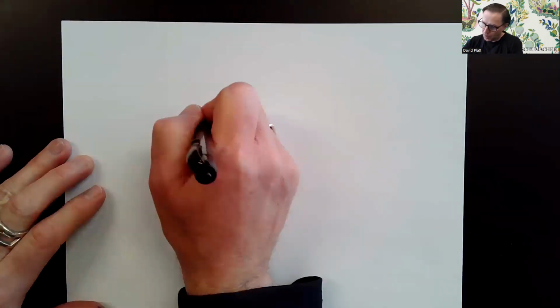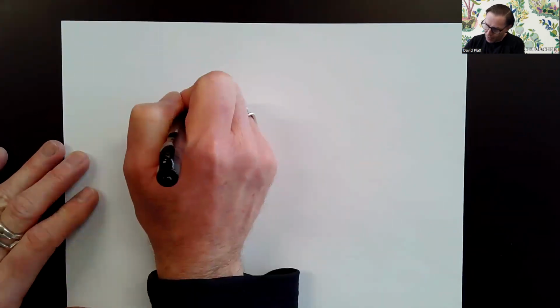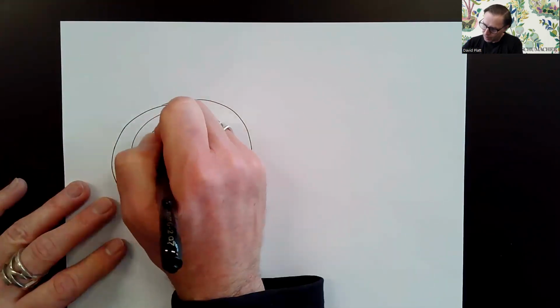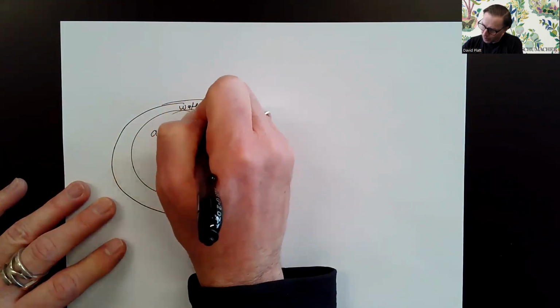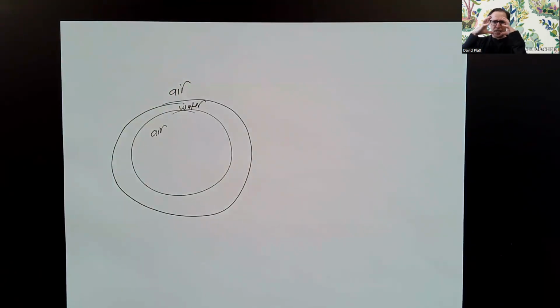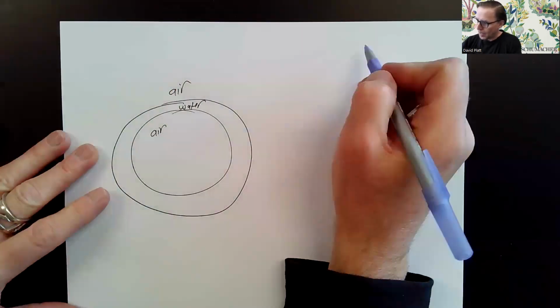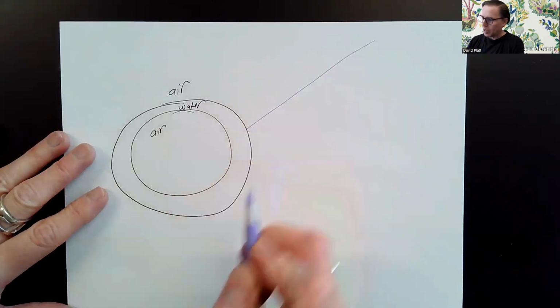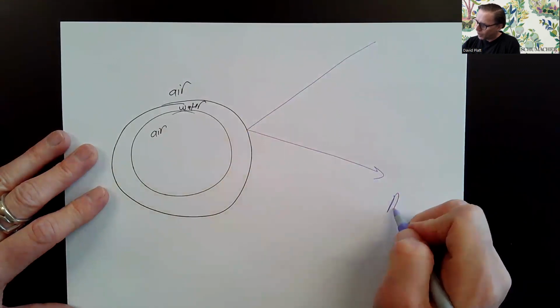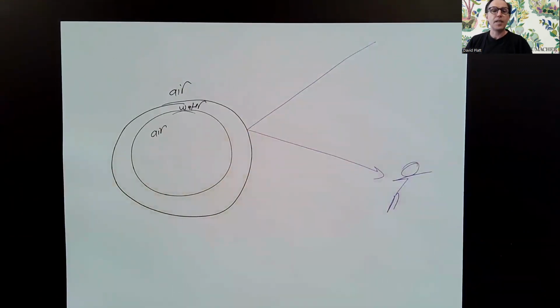Here is a soap bubble. There's air, and then there's this soap bubble. So we've got air, water, and air. The soap bubble is this water thing, and there's air on the inside and air on the outside. And so what happens is light will come in, and it will hit the bubble, and then it will reflect off the bubble, and it will delight the observer.